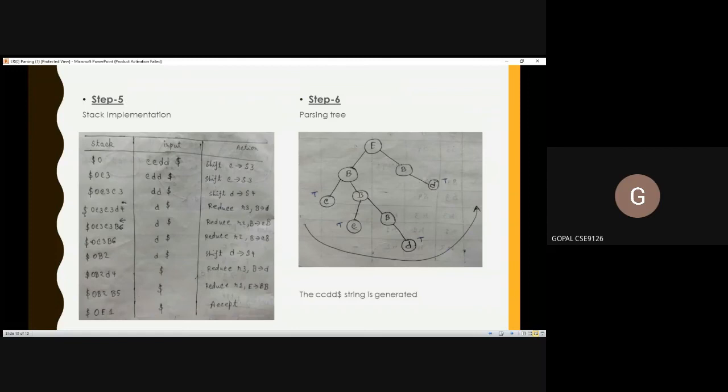And for the fifth position I5, we get R1. That is reduce R1, E goes to BB. And here in the stack, after replacing that BB with E, we get 0E. And for I0, the E is 1. This is 0E1. And the remaining string is dollar. But in the I1 for dollar, it is accept. So we are accepting this. The string is being accepted. Now, after accepting, from the total stack implementation, we generate the parsing tree from the canonical grammar, and the CCDD dollar string is being generated.